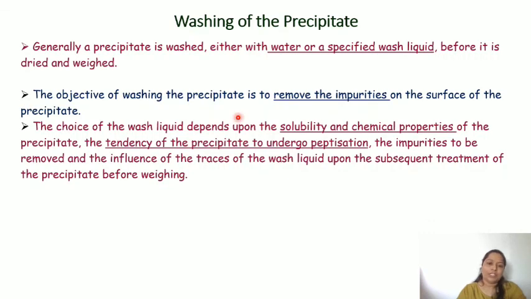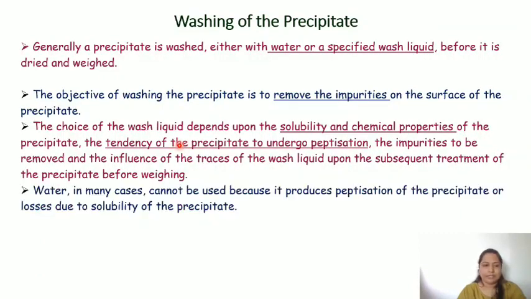The choice of the wash liquid depends upon the solubility and chemical properties of the precipitate. Okay, which type of wash liquid is used? The choice of wash liquid depends upon the solubility and chemical properties of the precipitate, the tendency of the precipitate to undergo peptization, the impurities to be removed, and the influence of traces of the wash liquid upon the subsequent treatment of the precipitate before weighing. Okay, on all these conditions, the choice of the wash liquid depends.